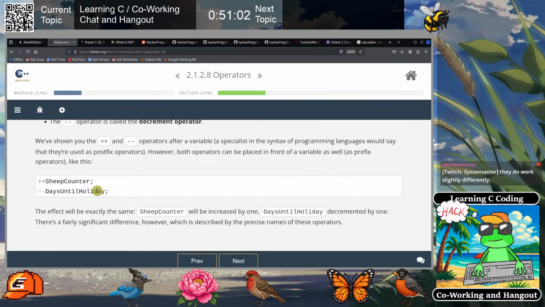They do work slightly differently. That's not what I wanted to hear. The effect will be exactly the same. Sheep counter will be increased by 1. Days until holiday is decremented by 1. There's a fairly significant difference, however, which is described by the precise names of these operators. Okay, I guess they'll talk about it in the next section.